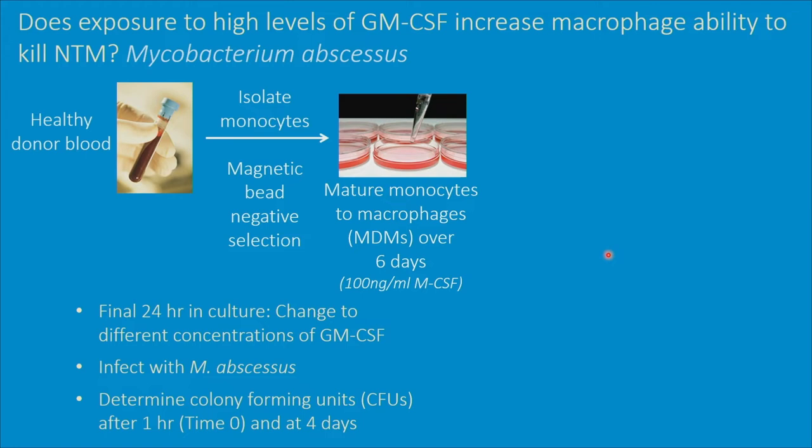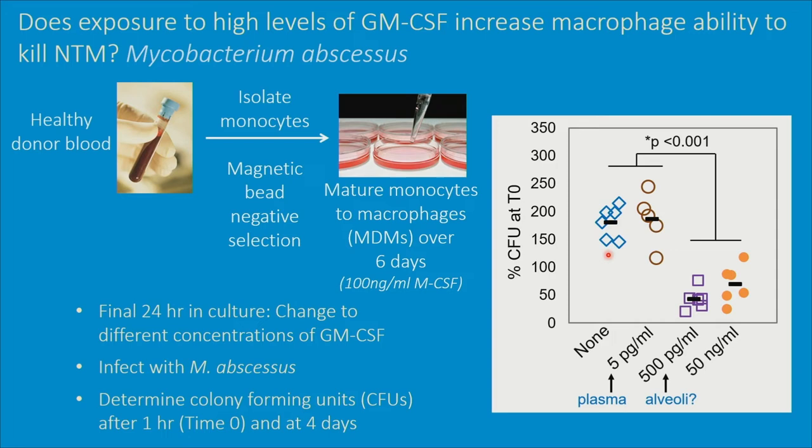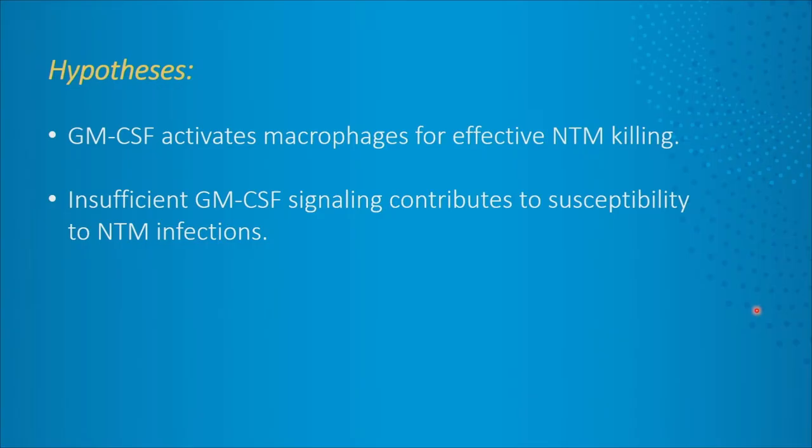So what we found was when there was no GM-CSF or low levels of GM-CSF, not only did the macrophages not kill the bacteria, but there was actually growth of the bacteria in the macrophages. But at these higher levels of GM-CSF, the macrophages were turned into nice little killing machines. So this led us to several hypotheses. The first was that GM-CSF activates macrophages for effective NTM killing. And the second is that insufficient GM-CSF signaling contributes to susceptibility to NTM infections. Now, some of you may be thinking the second hypothesis isn't entirely novel, and you're correct.